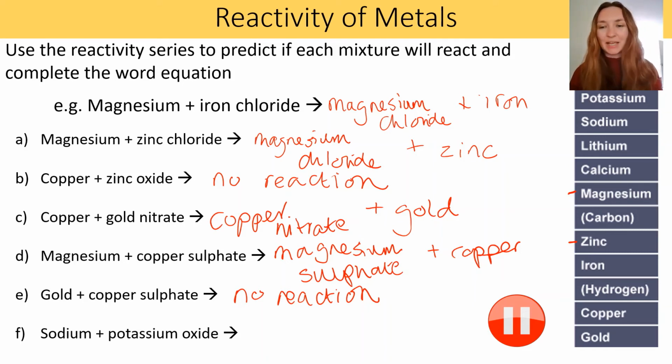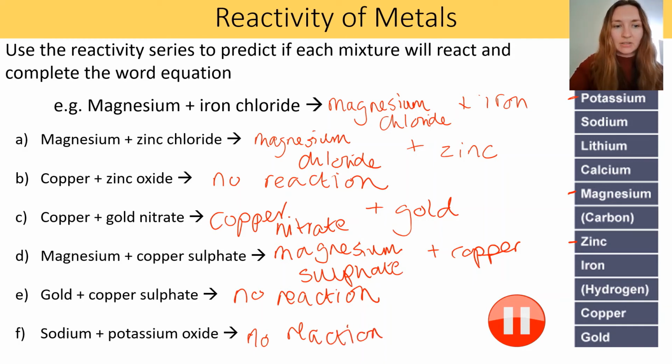I can see the potassium is actually right at the top of our reactivity series here, and therefore it's the most reactive, and therefore we're going to get no reaction. Oxide is already with the most reactive thing, and therefore we have no reaction take place. So we had 6 questions there. Give yourself a score out of 6.